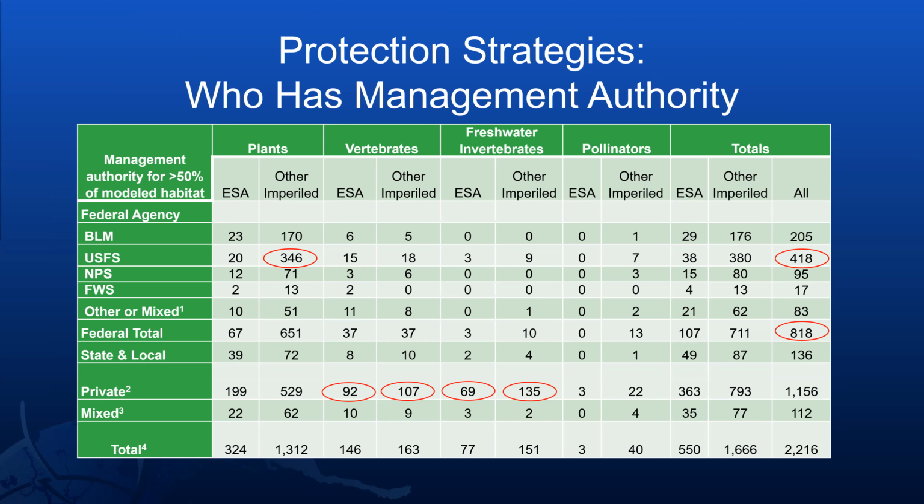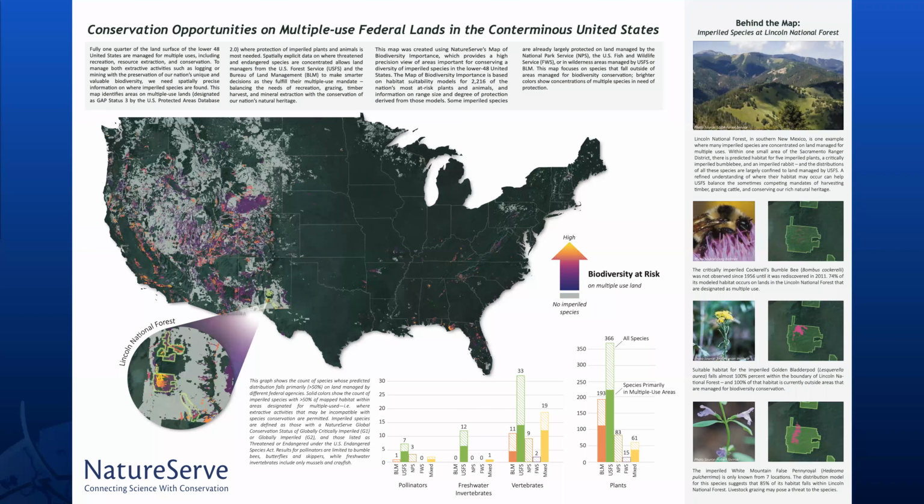This analysis also calls out the important role of private lands, which here are broadly defined as lands with no ownership category in the Protected Areas database. Note especially that for freshwater invertebrates, which are critical to maintaining healthy river ecosystems and all the benefits they provide to fishermen, to foresters and farmers, almost all the conservation need falls on private lands.